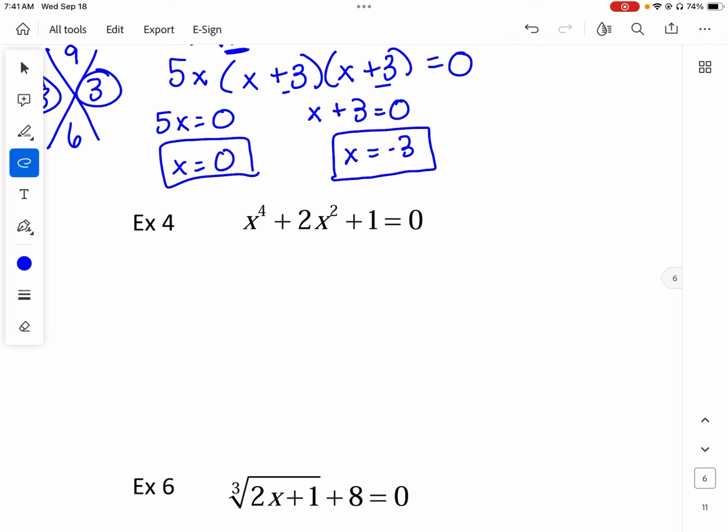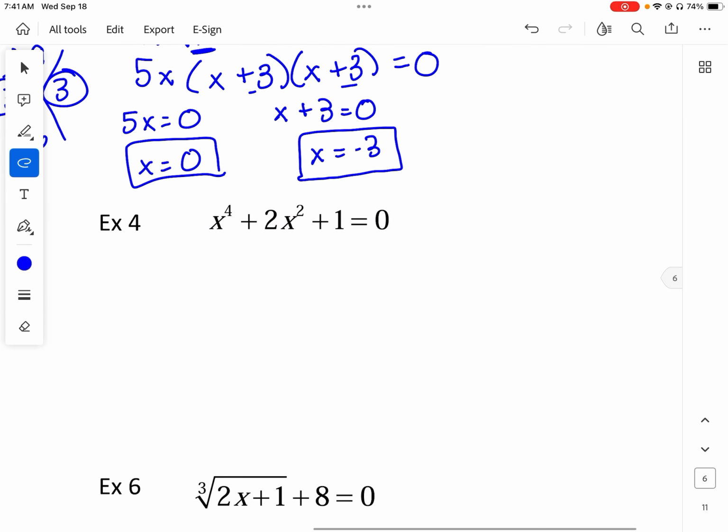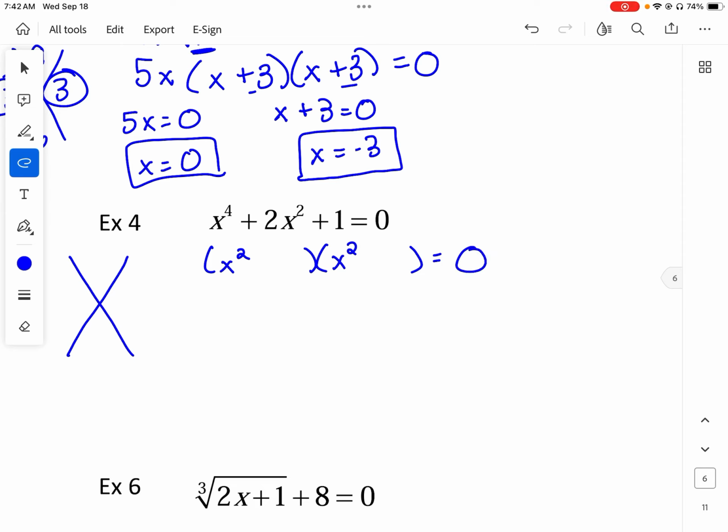So this is similar to that last one that we did. Instead of writing the x squared plus 2x plus 1, I'm just going to go ahead and solve it and just remember that it's x squared as your first term of your binomial. On this one, we have what multiplies to get 1 and adds to get 2, and that'd be 1 and 1. So our magic numbers are 1.